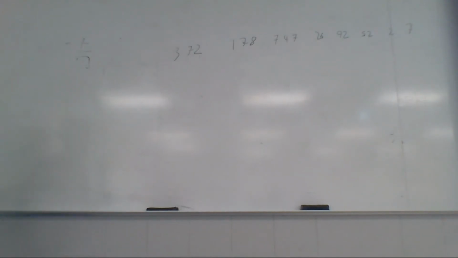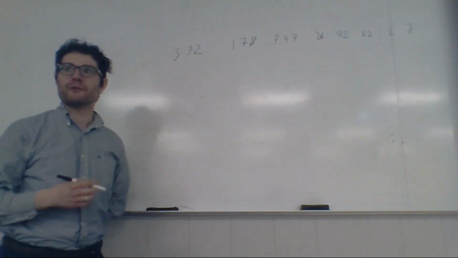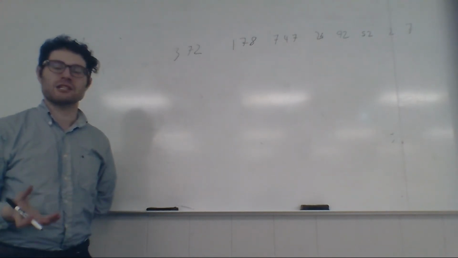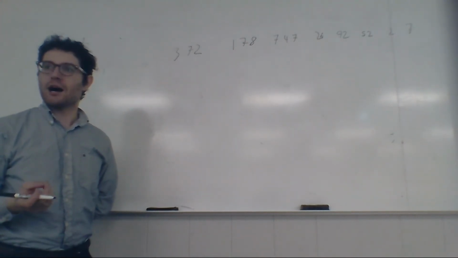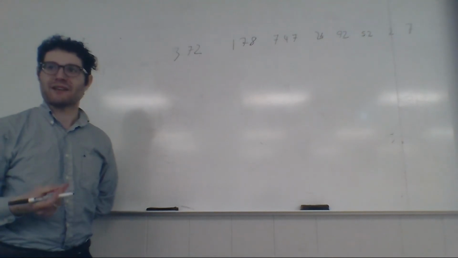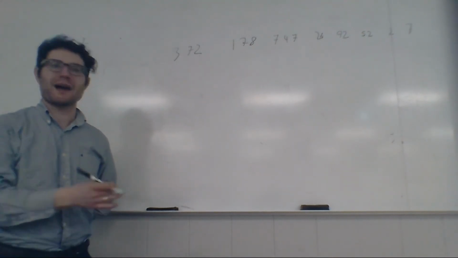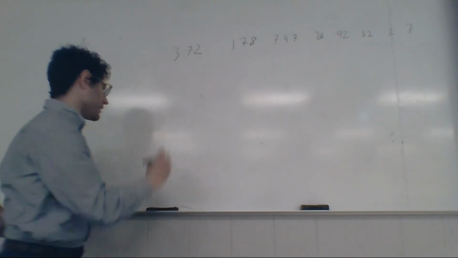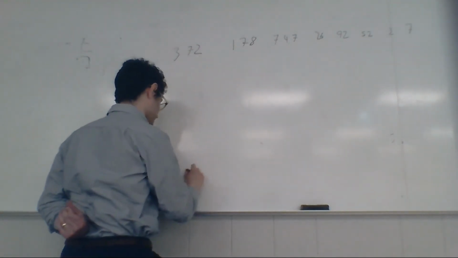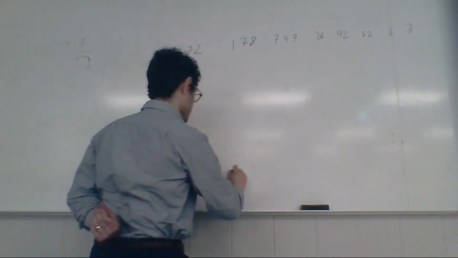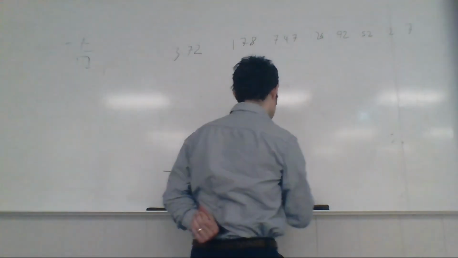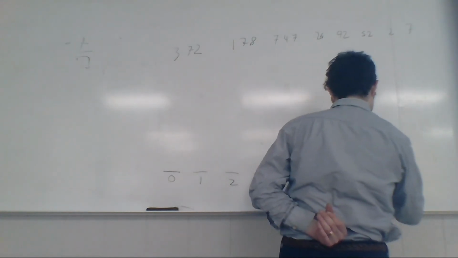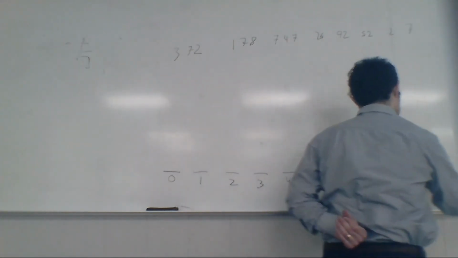This means that we need 10 queues, one for each possible value of each digit. In the decimal system there are 10 possible values, 0 through 9. If these were binary numbers, I'd need only 2 queues, one for 0 and one for 1. I need 10 though, and it's easy to illustrate this. So 0, 1, 2, we have 1 queue for each number, 4, 5, 6, 7, 8, 9.